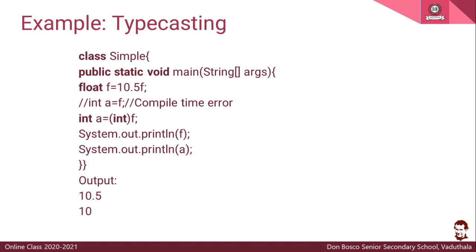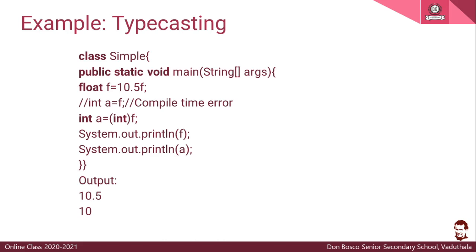And what is the next type? Next type conversion, it will be explicit type conversion. What is the meaning? Yes, the user can convert one type into another. So you can see this example. Float f equal to 10.5, one float value. Next line, int a. What is int? It can store only an integer value without fraction. And within brackets you can see int, then f.